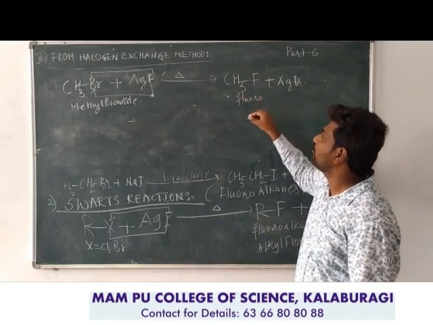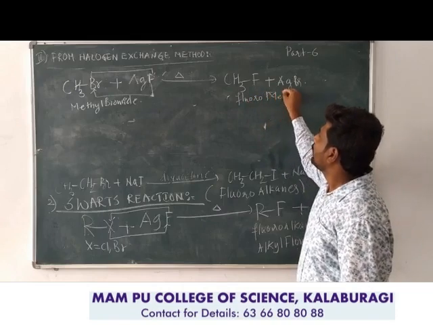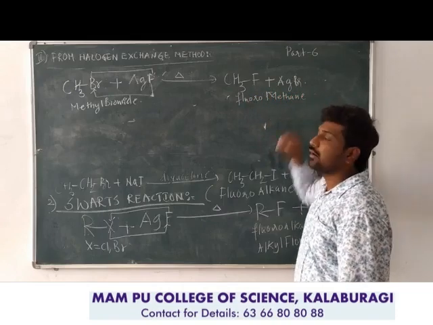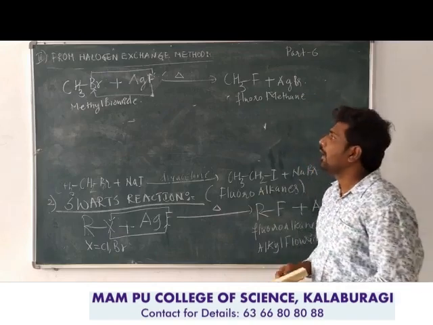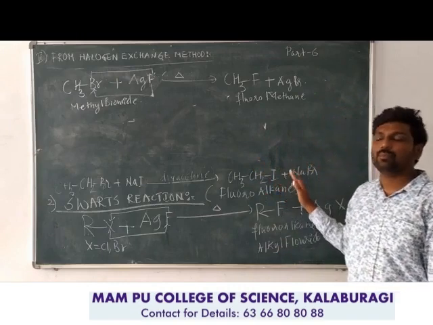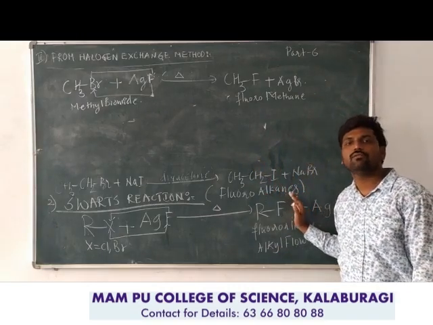Methyl bromide reacts with the metal fluoride, silver fluoride, and undergoes halogen exchange to form fluoromethane. If you take ethyl bromide, you get fluoroethane. If you take butyl chloride, you get fluorobutane. So this is about the halogen exchange method. In this way we can prepare iodoalkanes from Finkelstein's reaction and fluoroalkanes from Swarts reaction.